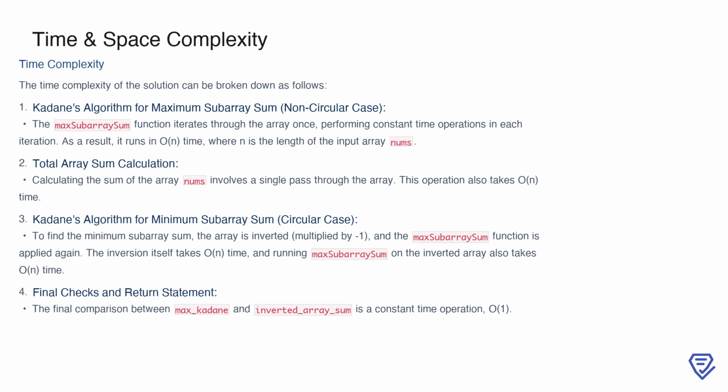Then, for the circular case, we compute the minimum subarray sum by first inverting the array and running Kadane's algorithm on it. The inversion step takes O(n) time, and applying Kadane's algorithm again is another O(n) operation. Finally, the comparison and return statement at the end involve constant time operations, or O(1). Together, these steps contribute to the overall time complexity of the solution.